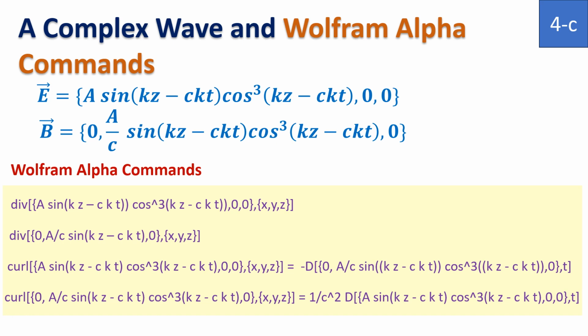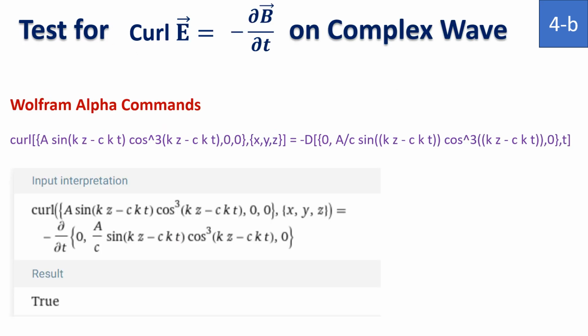Following are the proposed complex wave solution and the Wolfram Alpha commands. In this video, we will do it only for the last two curl equations as it gives interesting result. As mentioned before, we have put all these Wolfram commands in the video description so that you can cut and paste and do it for all the equations. This is for the third equation. It interprets correctly and gives true. That is a bit amazing that Wolfram Alpha was able to do it all the way to the end.